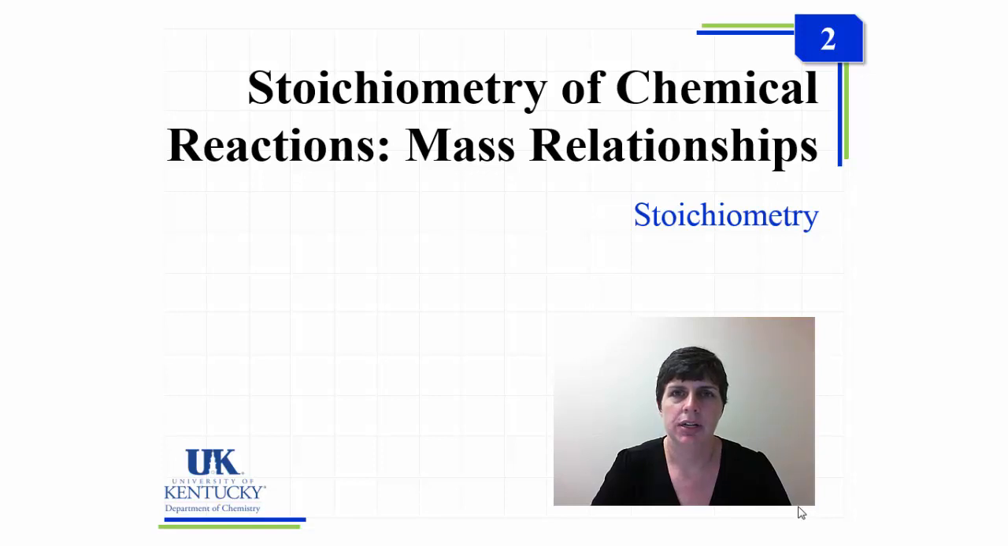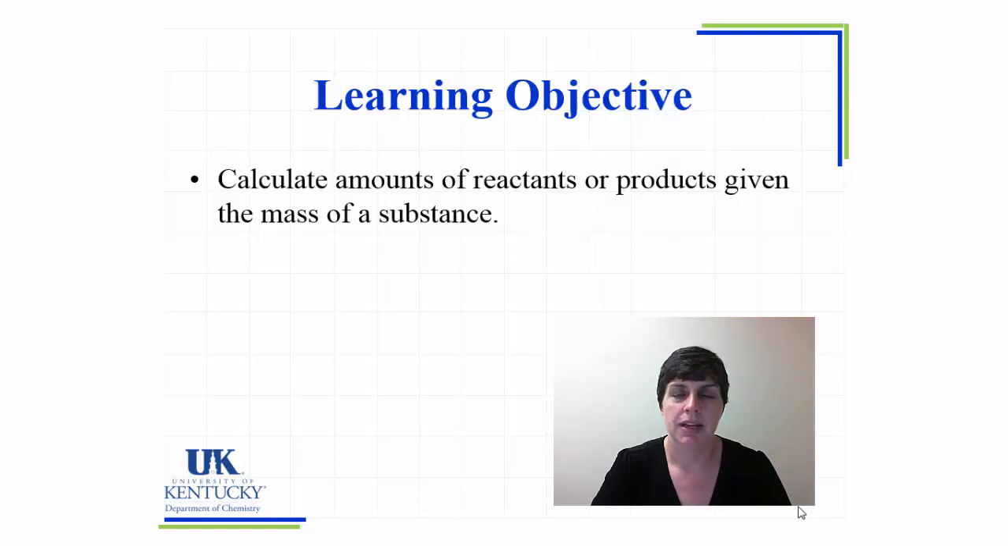In this module, we're going to look at stoichiometric relationships, this time involving the masses of substances. By the end of this module, you should be able to calculate the mass of an unknown quantity given the mass of a known quantity of substance.